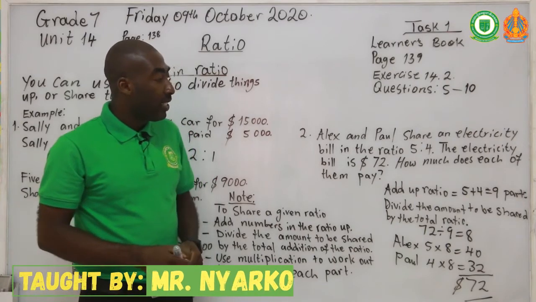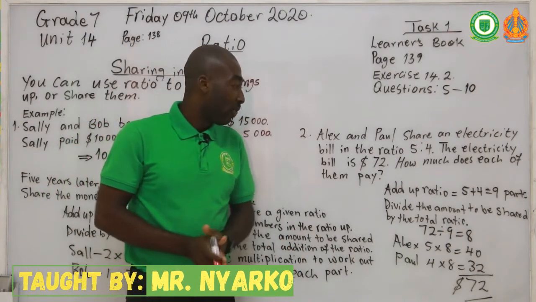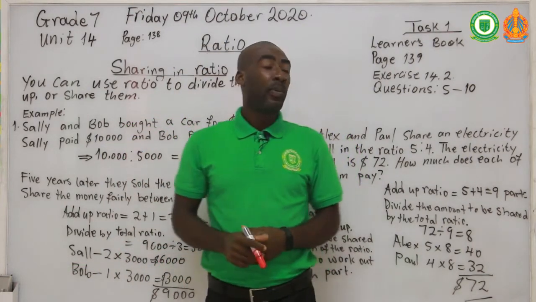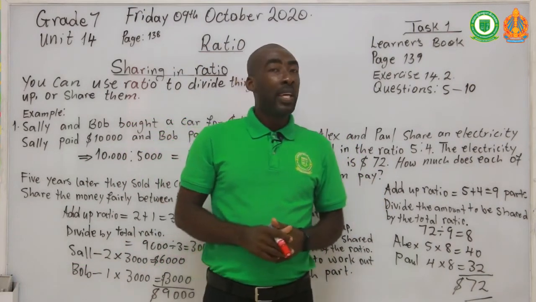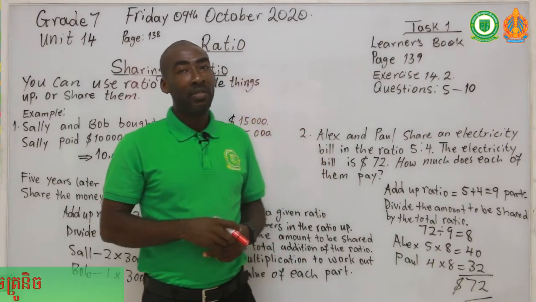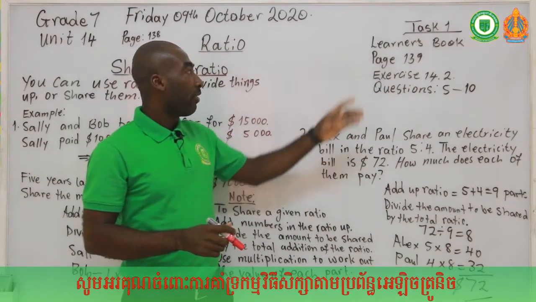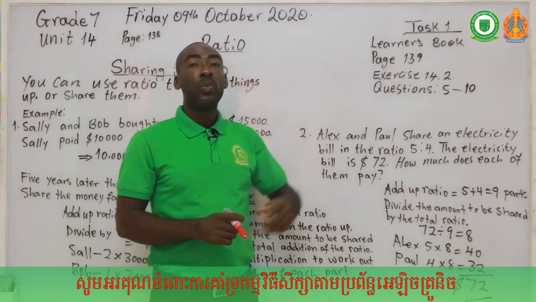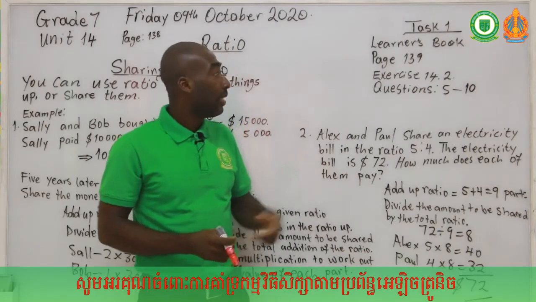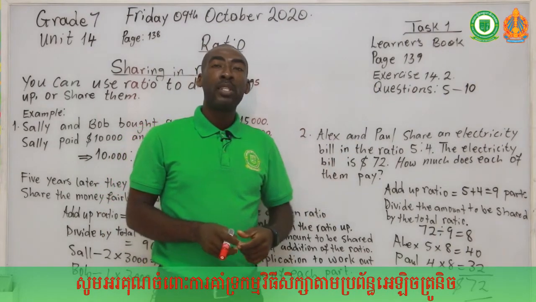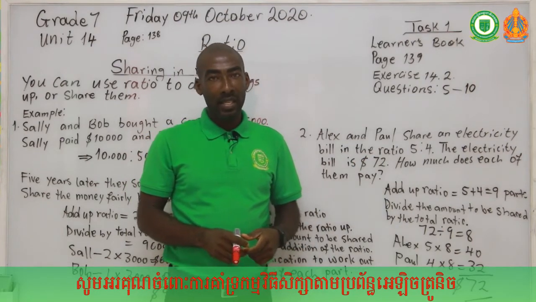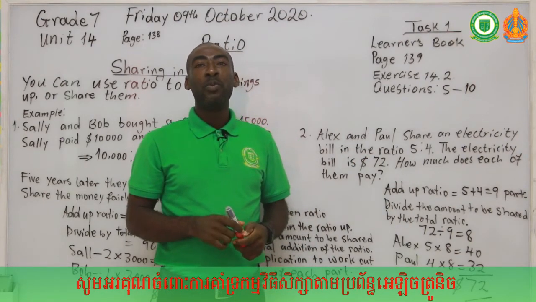Okay, so this looks very simple, and I hope that you have enjoyed following me from the first example up to the second example, and you are prepared to have your first activity. Your first activity is from the learner's book. Open at page 139, exercise 14.2, questions 5 to 10. When you complete, we will meet in our second video.